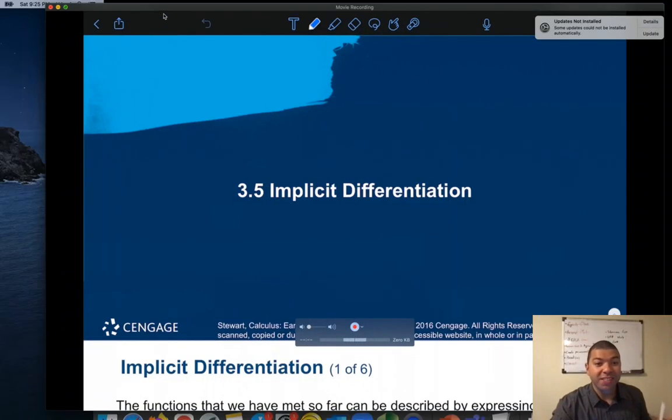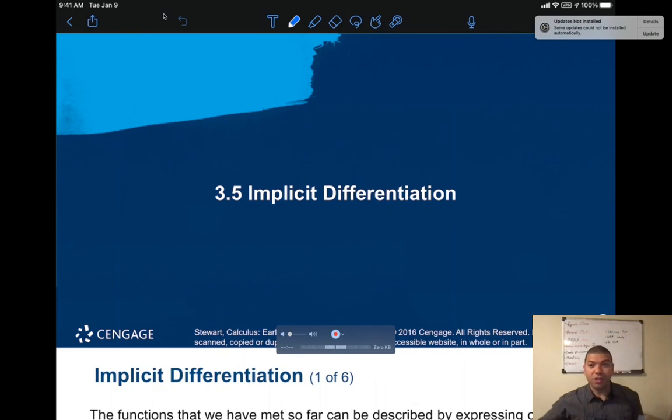Implicit differentiation. This is one of the coolest techniques ever in Calculus 1, just because it allows you to skip a lot of boring calculations, especially when it comes to finding y as a function of x. And that's the big takeaway here.